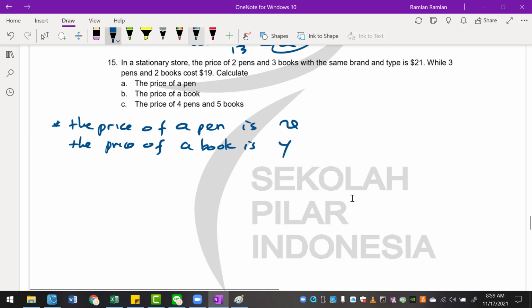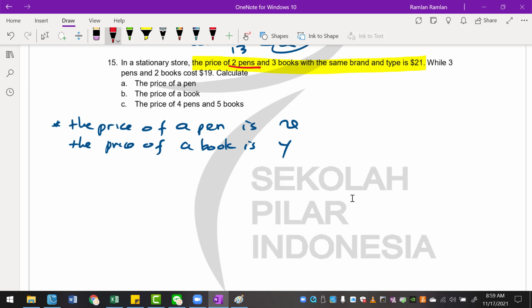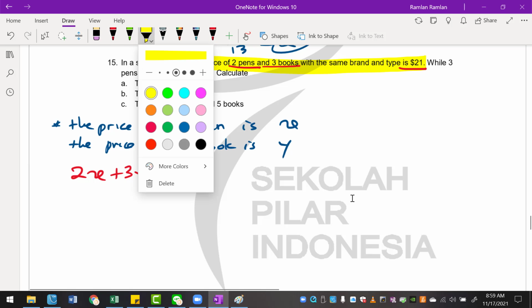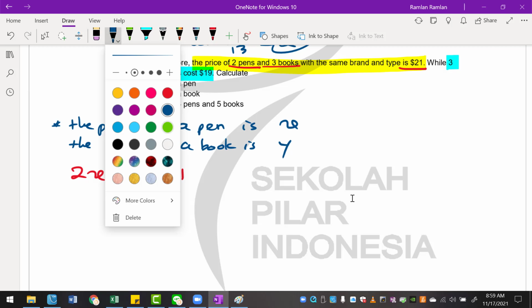So I can write this sentence here with 2x, right? 2x from here, and then 3 books, plus 3y, is 21, right? So I can write it down like that. The same thing with the second sentence, where 3 pens and 2 books cost $19. So I can write that as an equation like this.